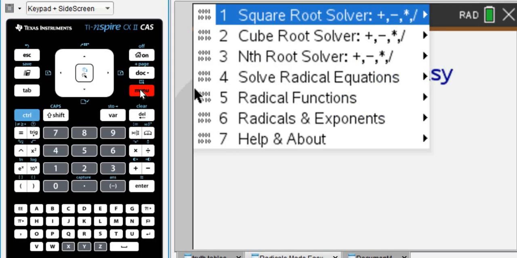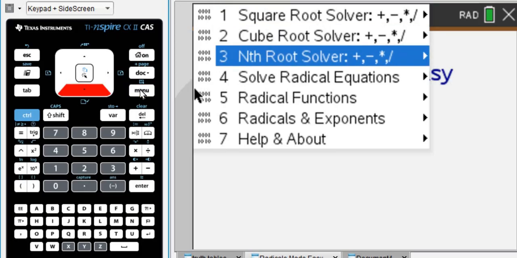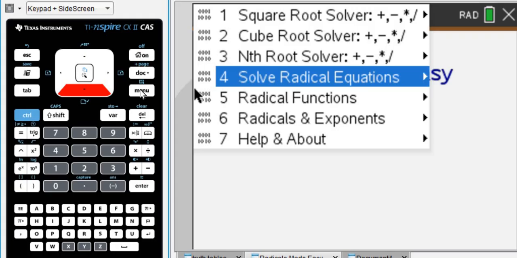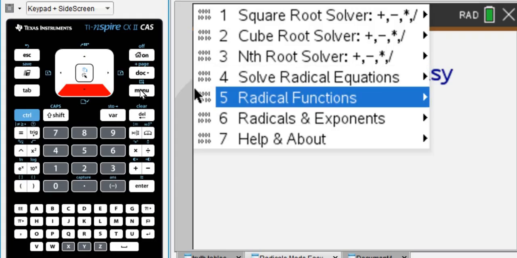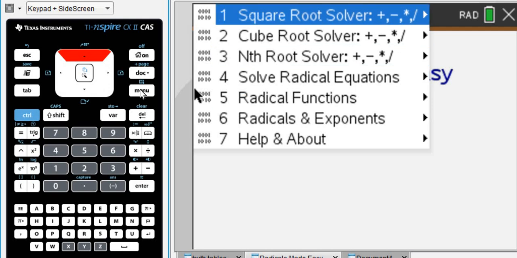So after downloading the app and pressing menu, you'll see the options for square root, cube root, nth root, solving equations, analyzing radical equations, and much more. So let me walk you through this and you'll be delighted to solve all types of root problems step by step.